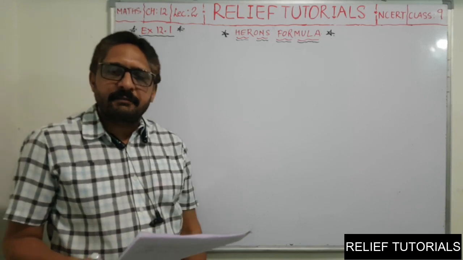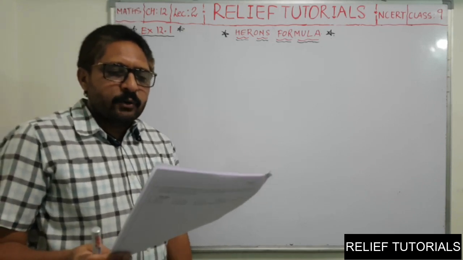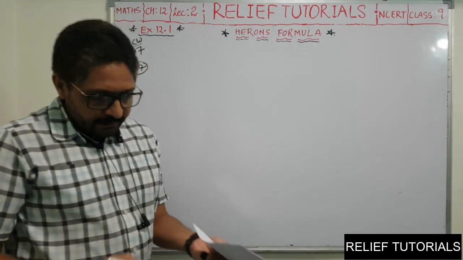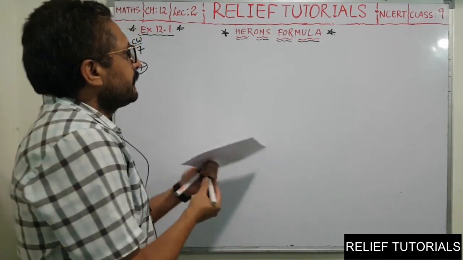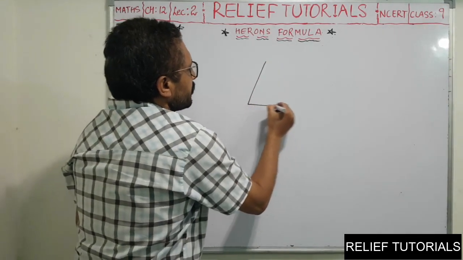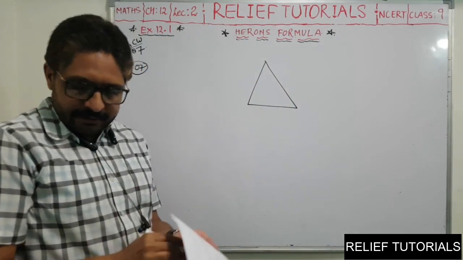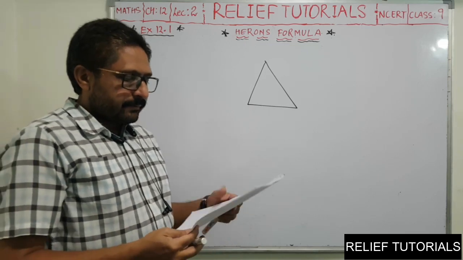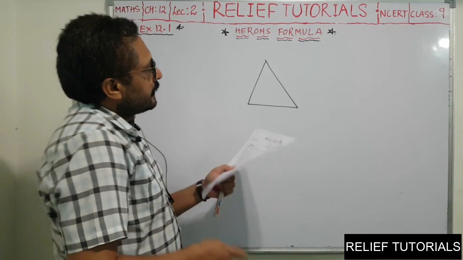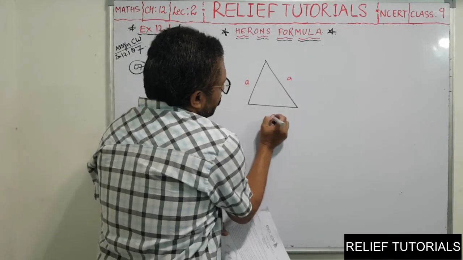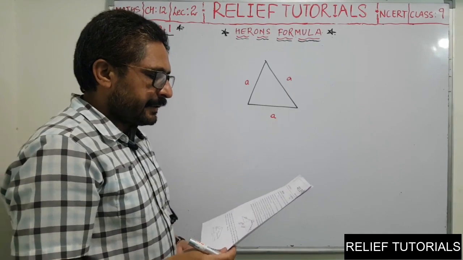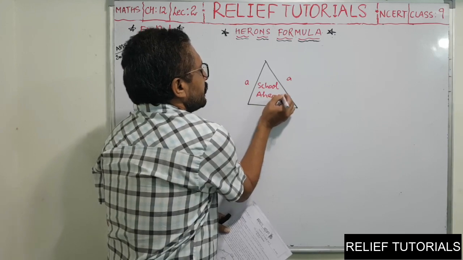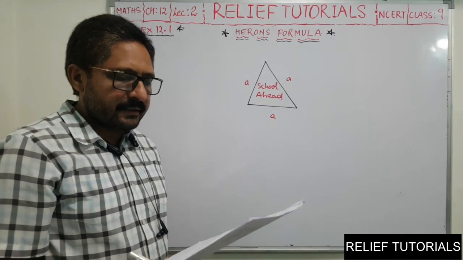So now we'll discuss question number 7. A traffic signal board indicating school ahead is an equilateral triangle. So the traffic signal board is an equilateral triangle like this. This is the traffic signal board. Here it is written school ahead, with side A. So the length of each side is A. It is an equilateral triangle, so you know that the length of each side will be A. And here it is written school ahead.